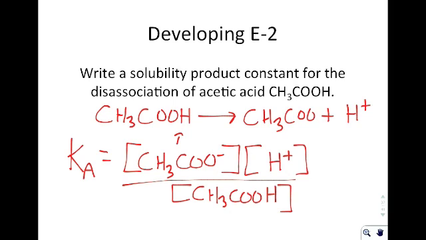Just so you know, when we come back to this later in the year, you'll have to solve for the H and then calculate the pH based on this. The reason why a solubility product or a dissociation constant is necessary at this point is because acetic acid is not a strong acid. So you'd want to measure how much of it actually falls apart.